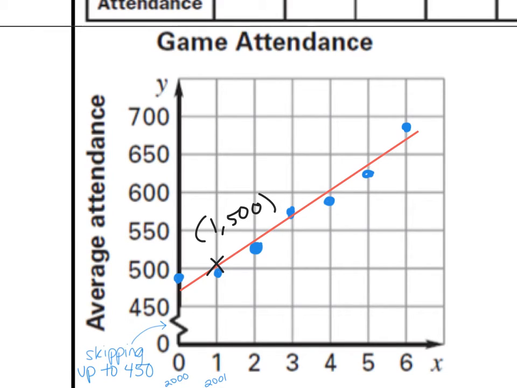And then, what do you think? 3 and 4. 4 and about 602. Okay, sure. I would say 602. So I'm going to use those 2 points to find my slope.